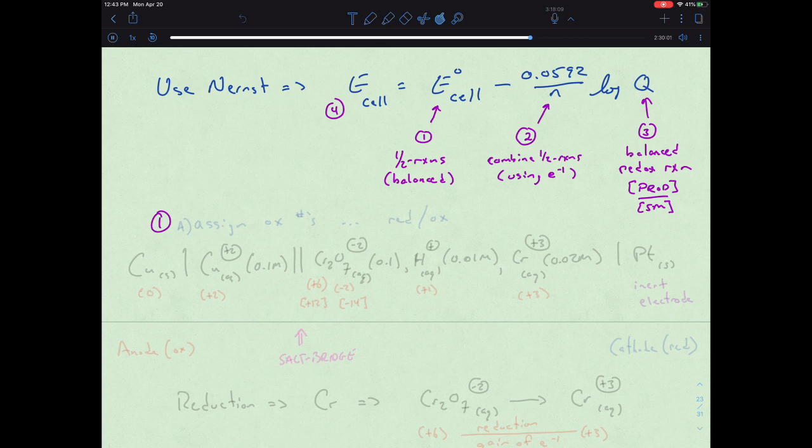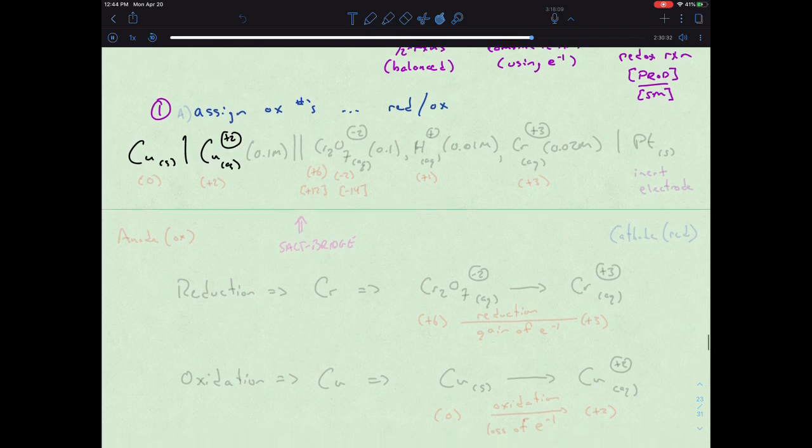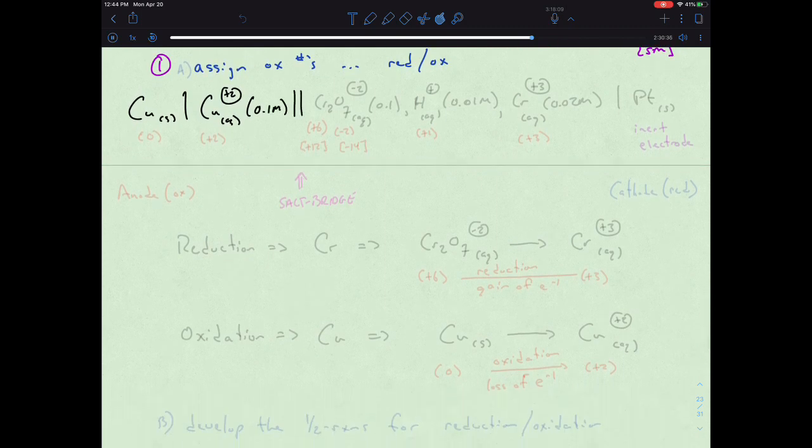So for step 1, right, we want to assign our oxidation numbers and get at the reduction and the oxidation. If we bring down the cell diagram again, we have something that looks like this. And so, even though we don't have the reaction, we can still go through and look at the different oxidation numbers, because we do have a sense of what is on the anode side and what is on the cathode side from this representation.